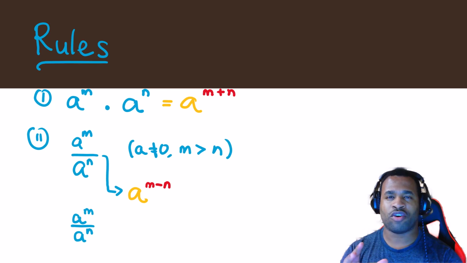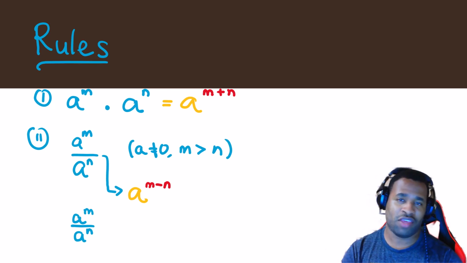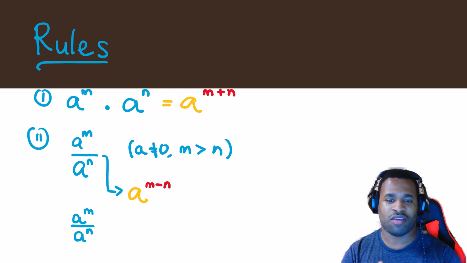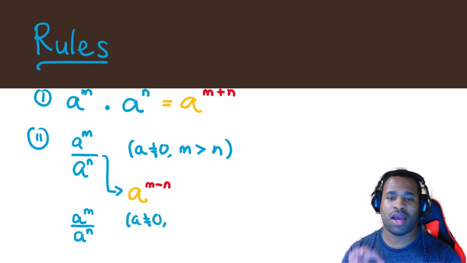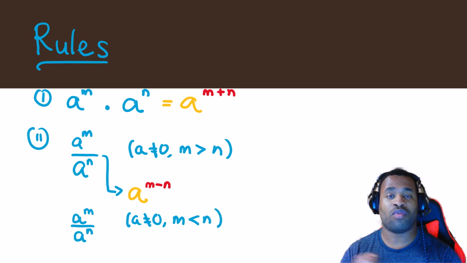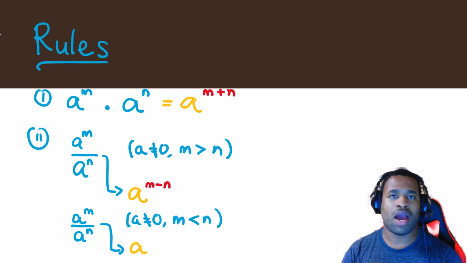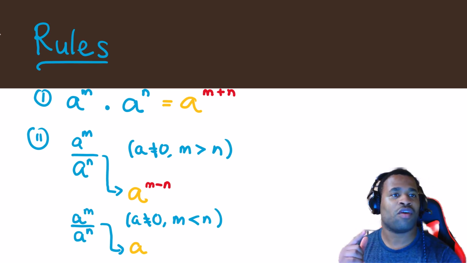Now, however, when you're looking at the other case scenario where we said, of course, that our a must not be equal to 0, but here we have our m to be less than our n, what results in this particular form is that our answer is going to be in this following expression, where our a is going to be kept because our base is the same, but our exponent is going to be what? It's going to be n minus m.